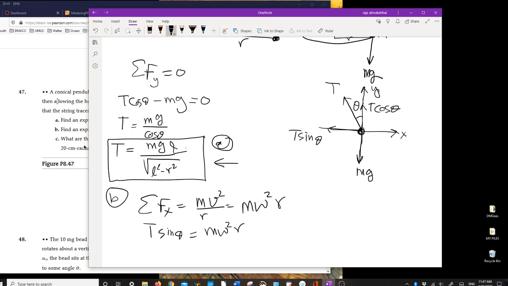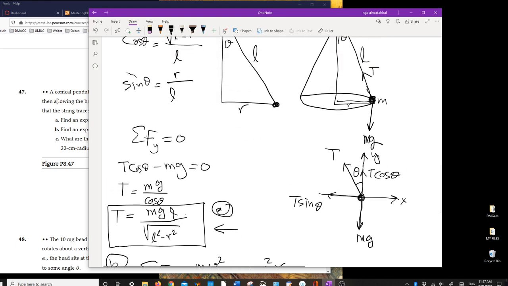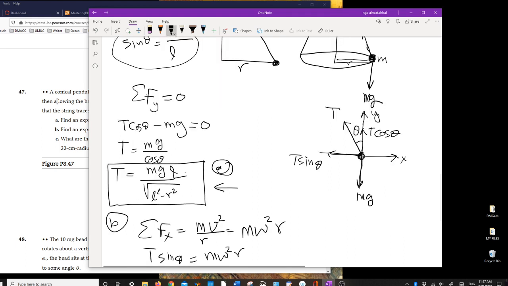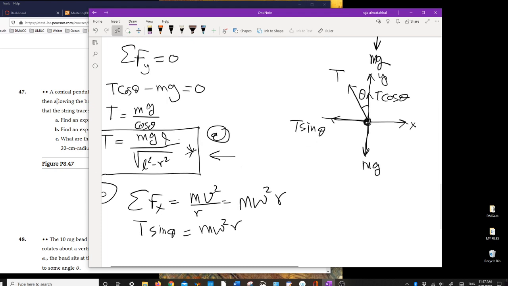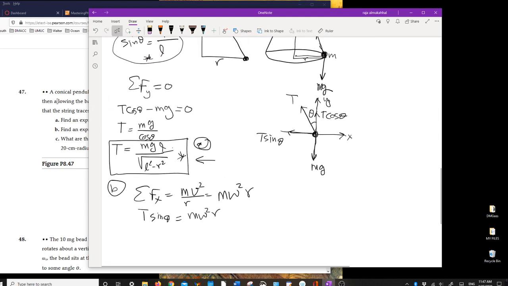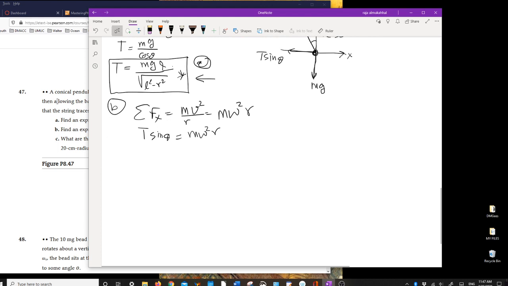And then I also have an expression for sine theta right there. So I'm going to take that, plug it back in there, and I also have an expression for the tension. I'm going to plug it back in here and then do the algebra. That'll be a lot of algebra, but it's simple.